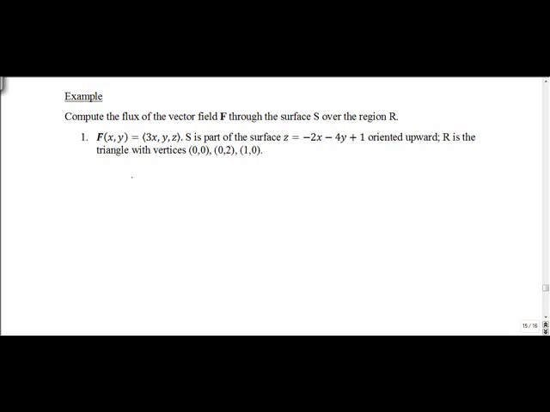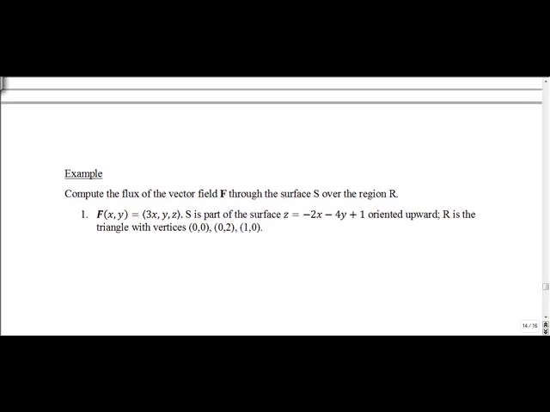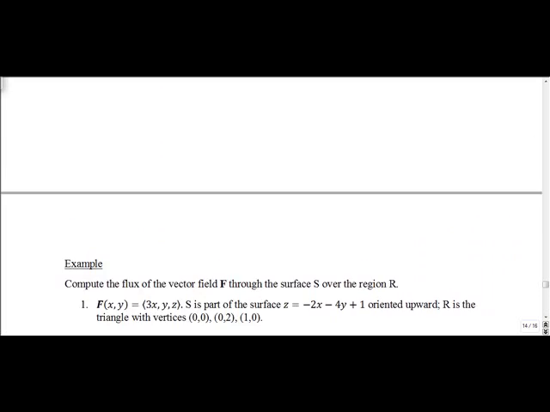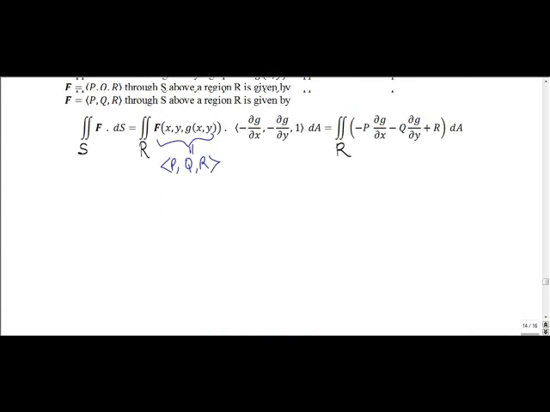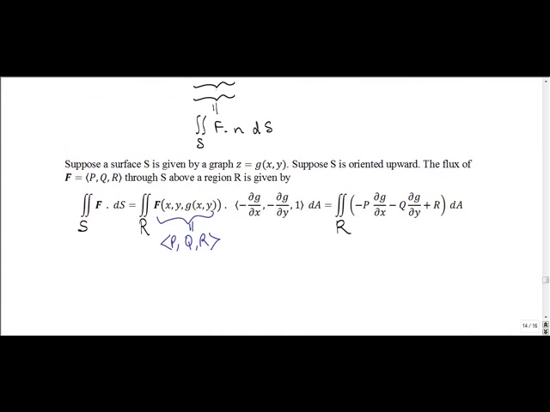Okay. Now, by the way, let me just go back up a little bit here. I wrote the partial of g with respect to x here. I could as well have written dz/dx. I could have done it like that, okay? I could have used this notation. Okay, so let's go back down.